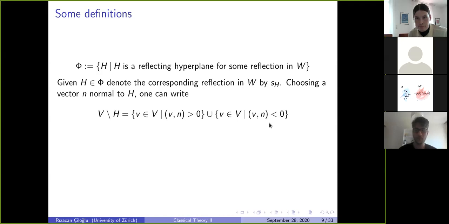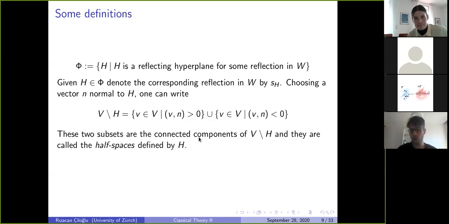What you'll notice is that if you fix this N and consider this as a function from V to R, it's a continuous function, because the metric topology of V is basically defined by this inner product anyway. So it's continuous. And these are preimages of connected subsets of R, so these will be connected sets. And so these are connected components of V minus H, and they are called the half spaces defined by H. Basically H just divides V into two parts.